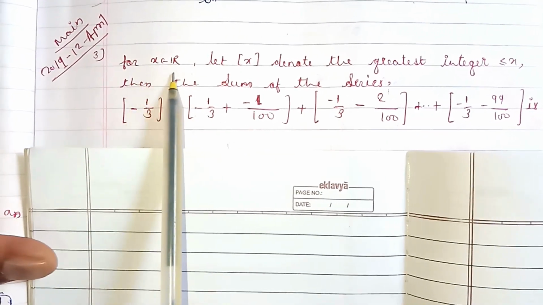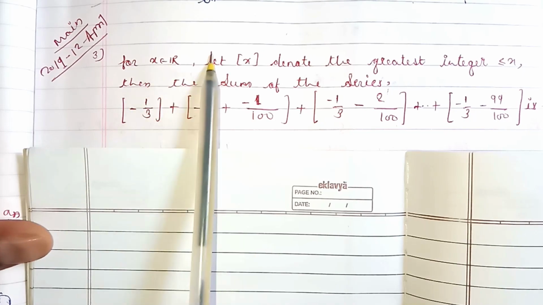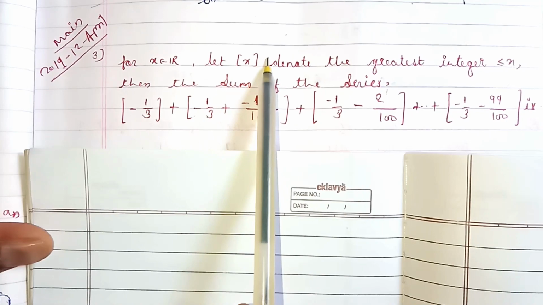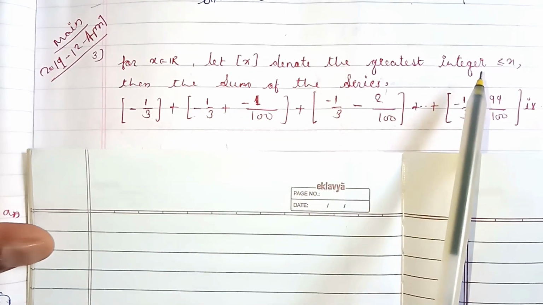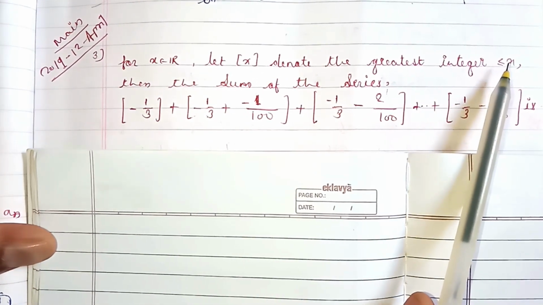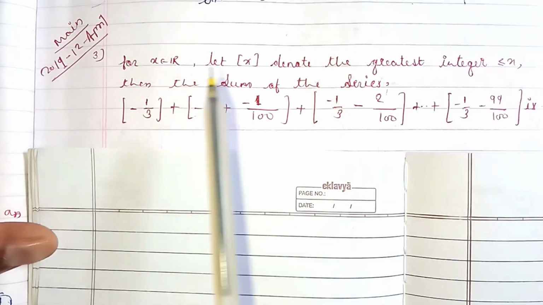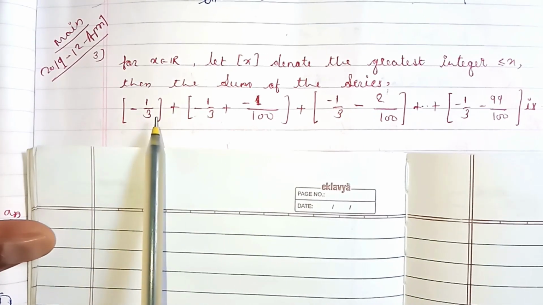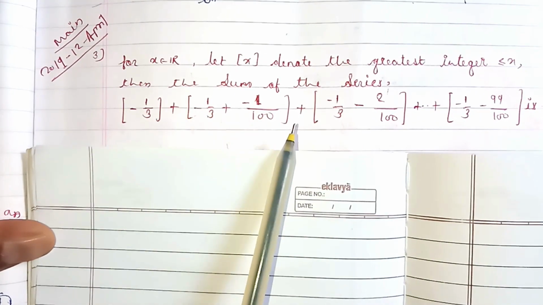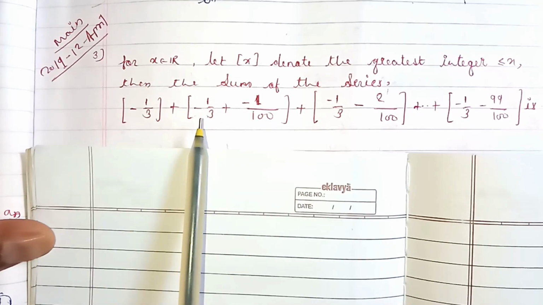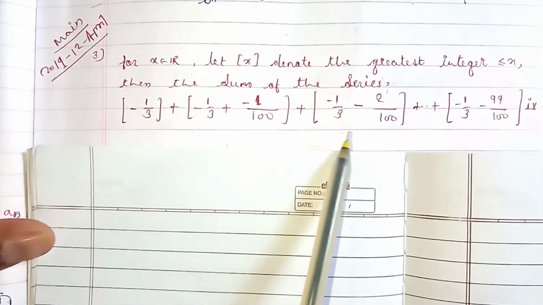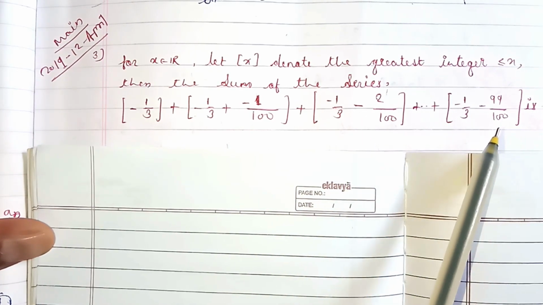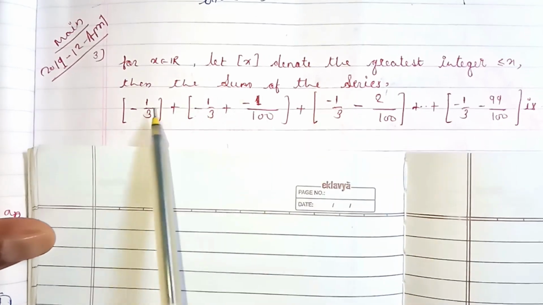We have the question: if x is from R, we can consider x from the whole real numbers, and the square bracket x denotes the greatest integer function, which is the greatest integer less than or equal to x. Then we want the sum of the series: the greatest integer of negative 1 by 3 plus 1 by 100, plus the greatest integer of negative 1 by 3 plus 2 by 100, and so on up to negative 1 by 3 plus 99 by 100. So we want the sum of the full series.